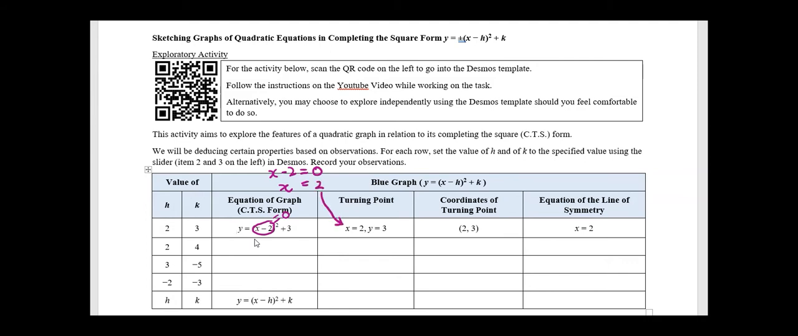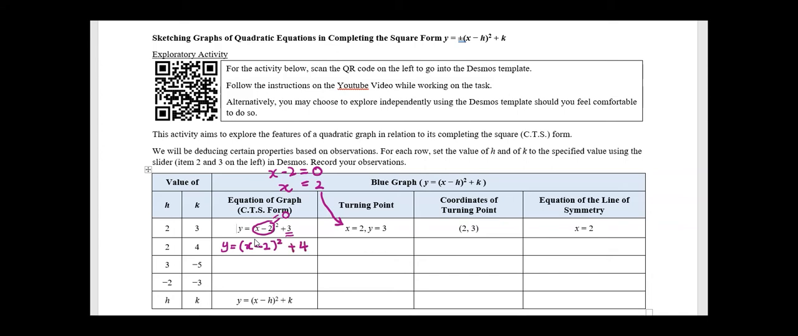which is this. And then we also have y equals 3, which is the constant that is outside over here. So it seems to me that the equation of the graph actually tells me the x-coordinate and the y-coordinate of the turning point. So in the next row, I actually have h equals 2 and k equals 4. So that means for us, the equation becomes y equals (x minus 2) squared plus 4.